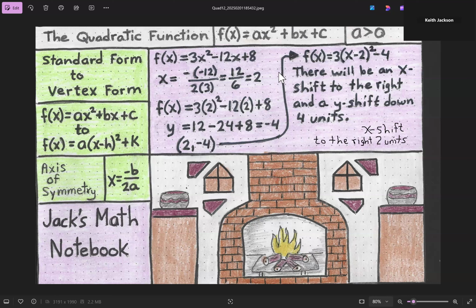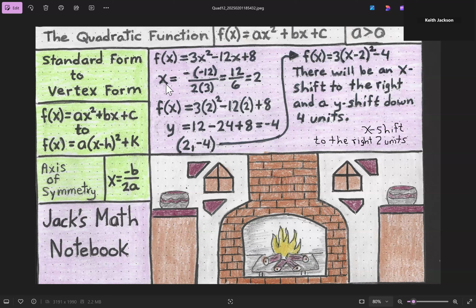All right, and so for our example right here, we have f(x) = 3x² − 12x + 8, and that is in standard form. And we're going to move that to vertex form momentarily. But first, let us use our formula, in which we have x = −b/(2a). We're going to use this formula to make that transformation. And in this case, b is −12 and a is 3.